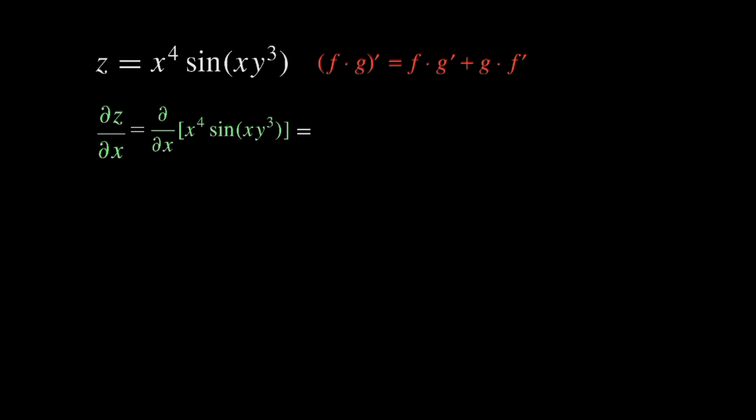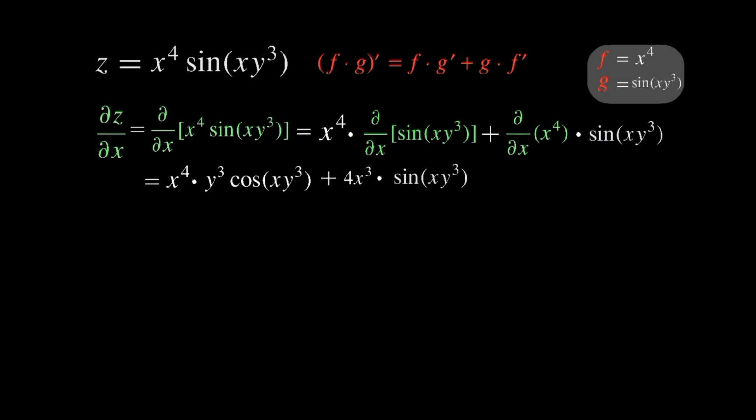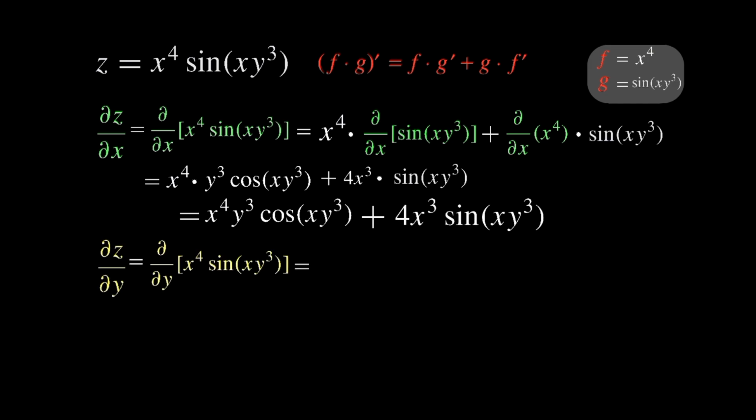Doing another example, let's find the partial derivative for this function. To find the partial derivative, first, let's derive it with respect to x. To do that, we use the product rule. Now, using the product rule of derivatives, let's say f is x to the power of 4 and g is sine of x y cubed. So the expression becomes this. And when we solve this, we get our answer. Same with the partial derivative with respect to y, in which case we differentiate with y and get this answer.